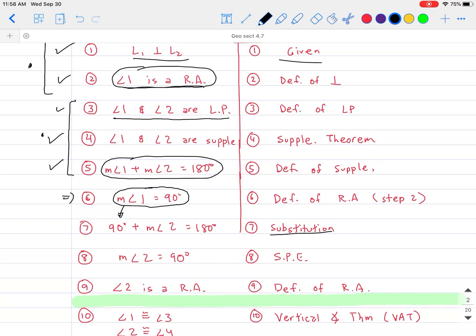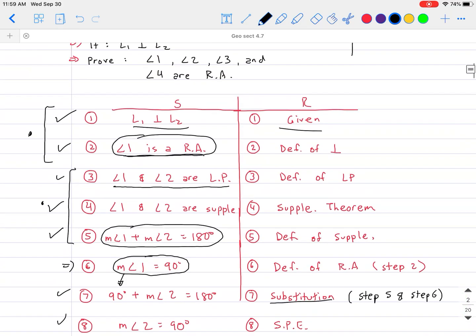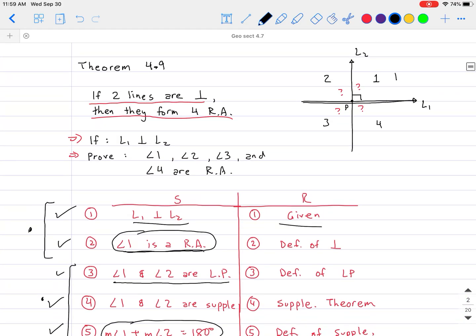Now that we took step 5 and step 6 and combined them to get a substitution, we can say that's from step 5 and step 6. Now we can take that equation and clean it up a little by subtracting 90 from both sides, by the subtraction property of equality. That gives me the measurement of angle 2 is equal to 90 degrees. And by the definition of right angle, we can say that angle 2 is a right angle. So I proved angle 1 is a right angle, and that part is done. I also just proved in my proof that angle 2 is a right angle, so that part is done.